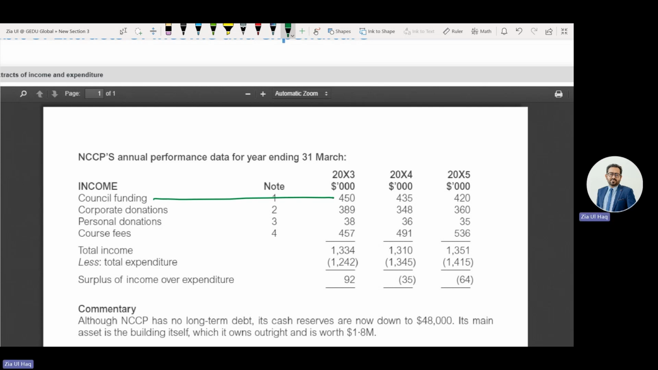Personal donation decreased. Course fee increased. Total income, if we see, has increased in total due to increase in course fee. Less total expenditure, that has increased, and the company is having surplus or deficit? Deficit of 64,000.